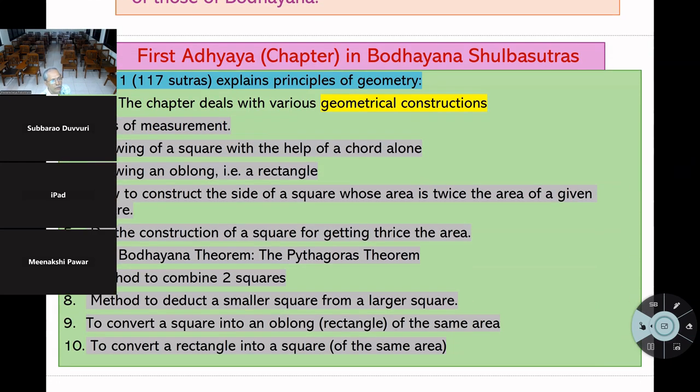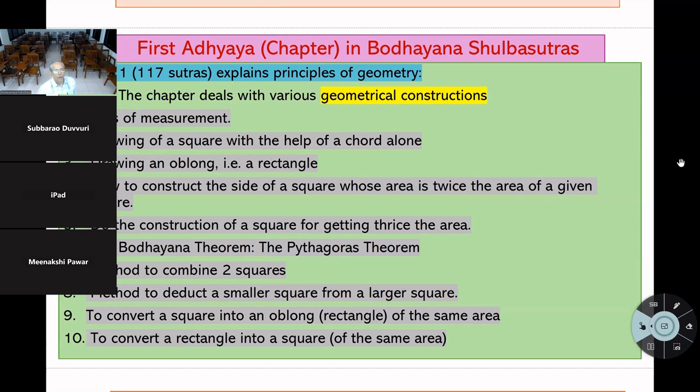Okay, now here you see the contents of the first chapter, or first adhyaya, of the Bodhayana Shilva Sutra. You see here units of measurement. Now the units are changed. We have either inch, foot, or centimeter, meter, and so on. So there were different units of measurement. Many times they used to use hasta, hand. So the measurements were related to the hand of the Yajamana. And the sizes of the Yajna Kunda also related to the hand of the Yajamana.